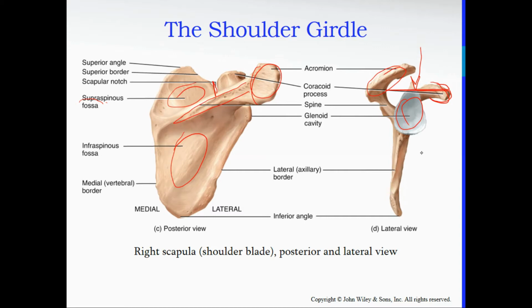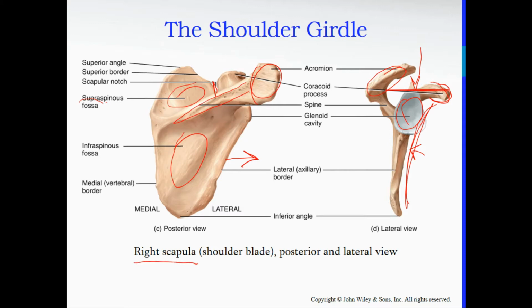This surface that is not labeled, and it's on your quiz sheet, is the subscapular fossa, because this is the surface that lies up against your rib cage. The lateral or axillary border is going to be away from the midline of the body, or lateral, because this is a right scapula.